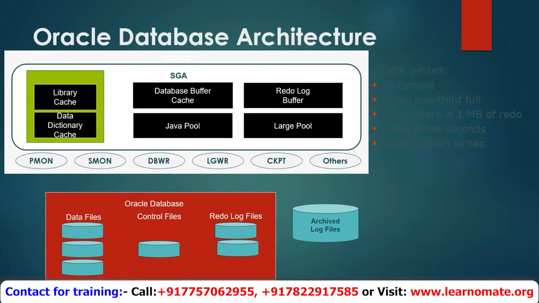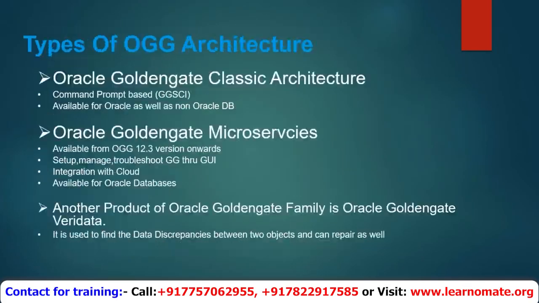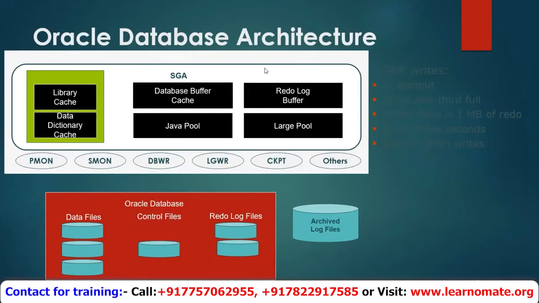Now, how do redo log files get the data, and where do they get the data from? The redo log file gets the data from the redo log buffer. Whatever data is present in the redo log buffer gets written into the redo log file using the log writer process. Using this log writer process, the data from the redo log buffer gets written to the redo log file. Now, why do we need the redo log file?